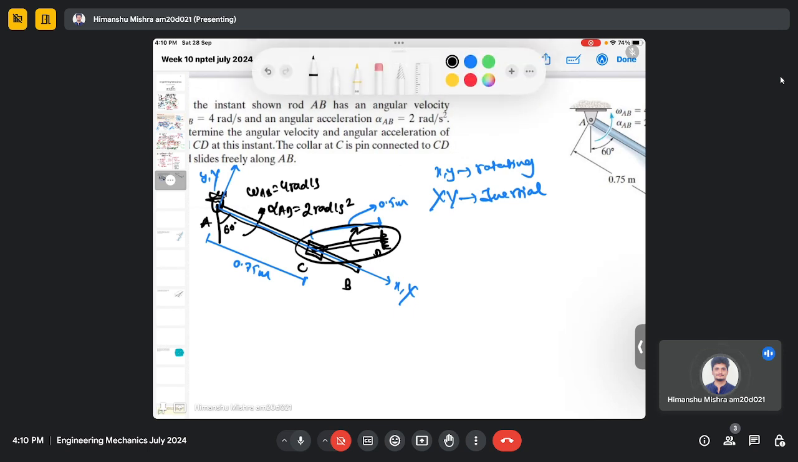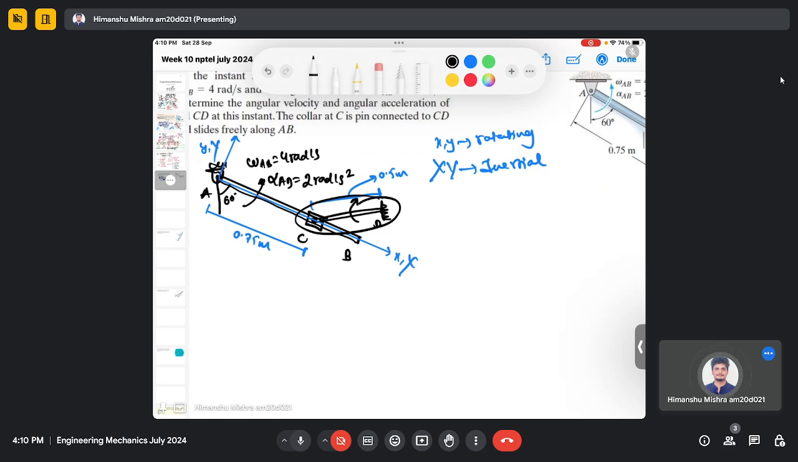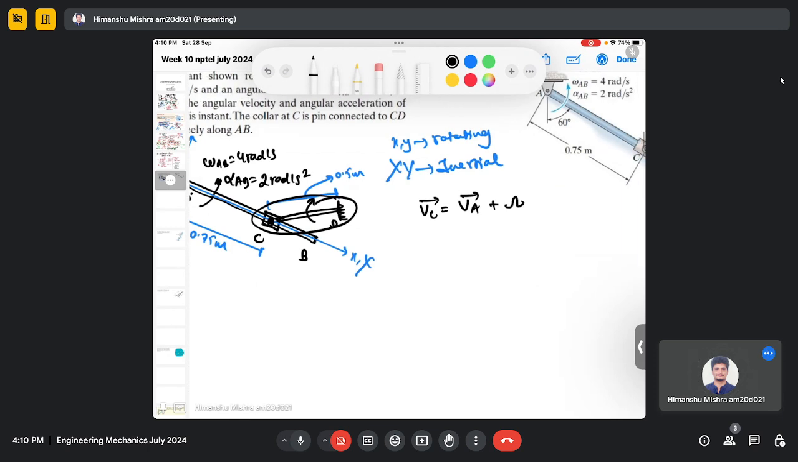Right, so in order to find the angular velocity of rod CD, let's find the velocity of point C. And in order to find the velocity of point C, we have already been given point A, so we can use the relative velocity expression in the rotating frame. So let's say this is my velocity C, which is equal to velocity A plus omega cross rC.